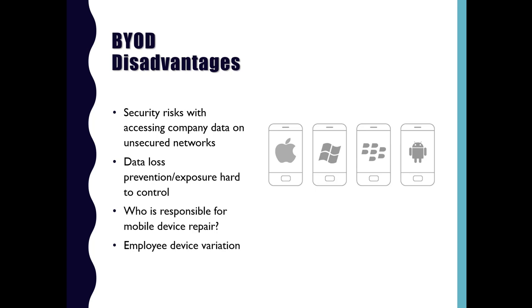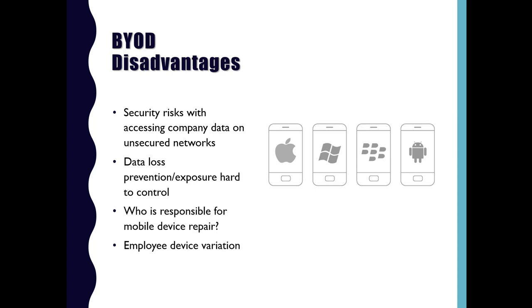And then there's employee device variation. From an IT standpoint, it's hard to support everybody's device when there are so many different types of devices. When you can, as a company, buy one or two or three, maybe even five types of devices and know how to support those and get really good at it, it's easier to fix problems than having so many different variations and models to try to support.